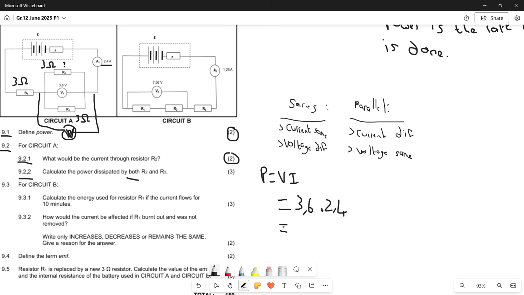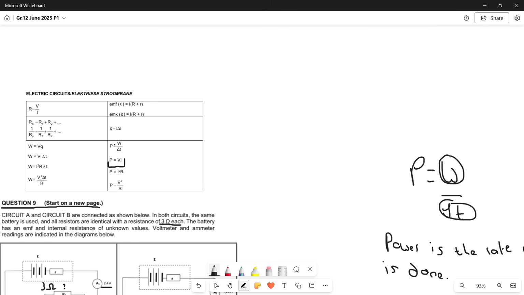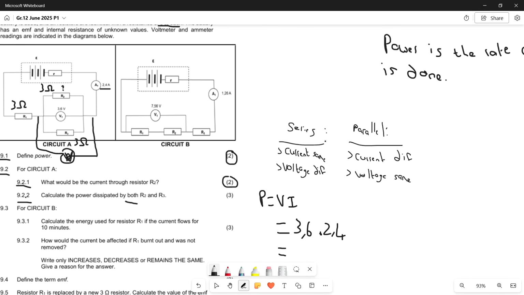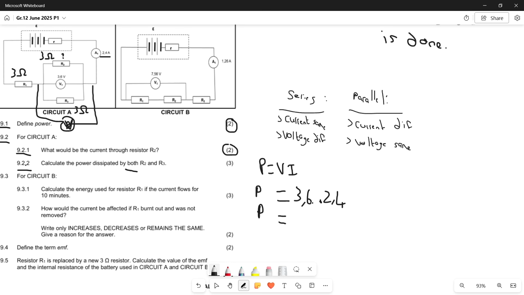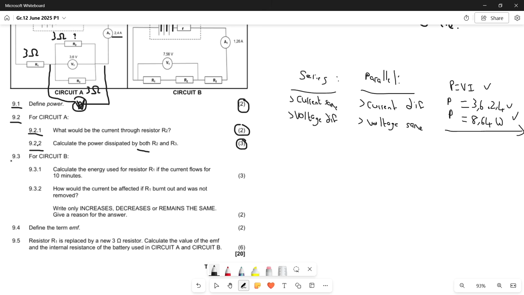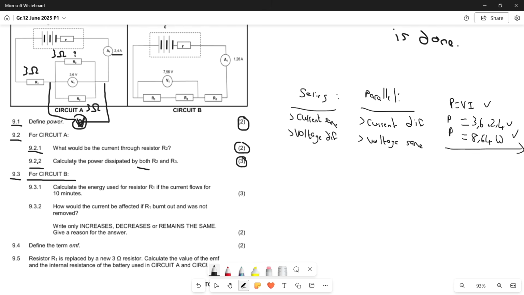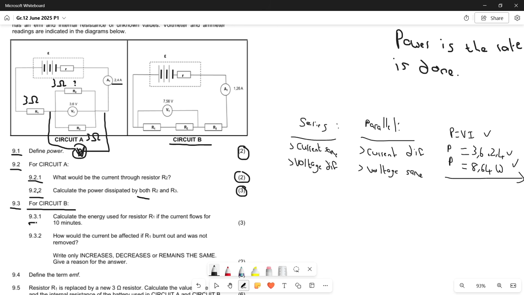Otherwise, there are other options on the memo with other calculations over here that we can work with, provided we are taking the correct values based off of our notes and whether current is the same or different, or whether voltage is different or the same based on how we interpret this. But what we have here then is 3,6 multiplied by 2,4, and we can just work that out in our calculator, and our final answer for the power dissipated by both R2 and R3 is 8,64 watts, and that just earned us 3 marks over there.